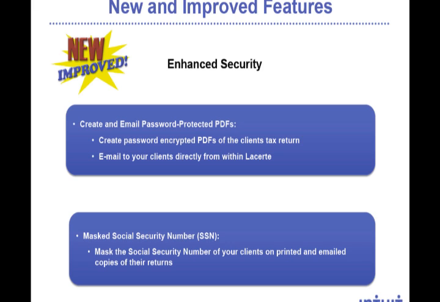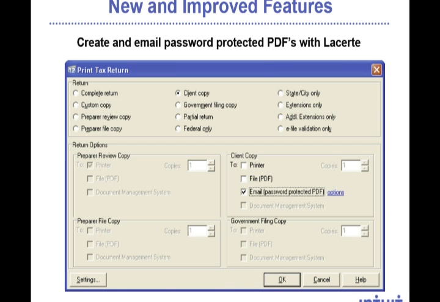And then also there is the ability to mask the Social Security numbers. So when you print out a copy of the return, if you want to email that or you're going to send it in the mail and you want to make sure you protect the privacy, you can mask the Social Security number on that. So let's take a look at these features real quickly. They're pretty straightforward. Again, the first one is this ability to create and email password-protected PDFs. And the functionality here, and I'll take you into the program and just show you a quick example of this here in just a second.